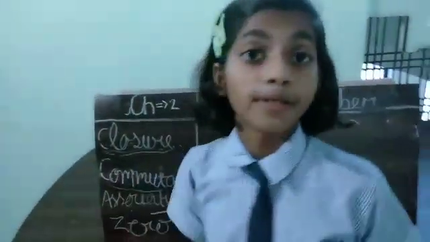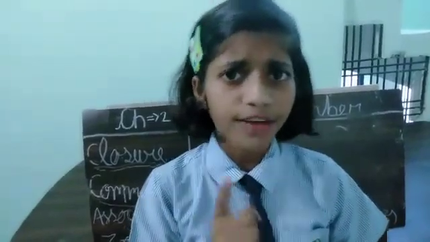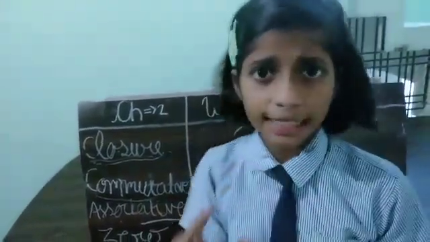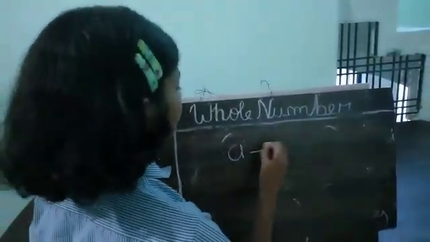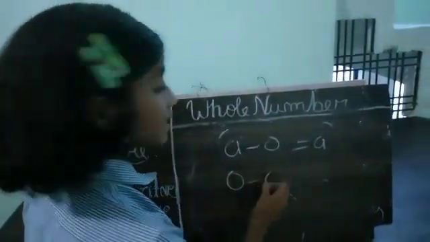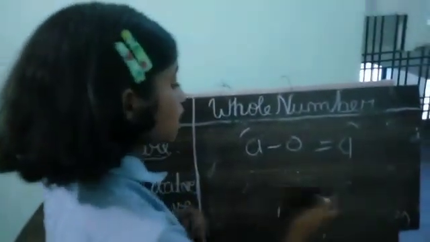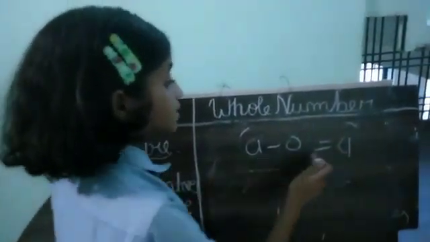Fourth, property of 0. If we subtract 0 from any number, then the answer is the number itself. How? A minus 0 equals A. You are seeing here A minus 0 equals A.